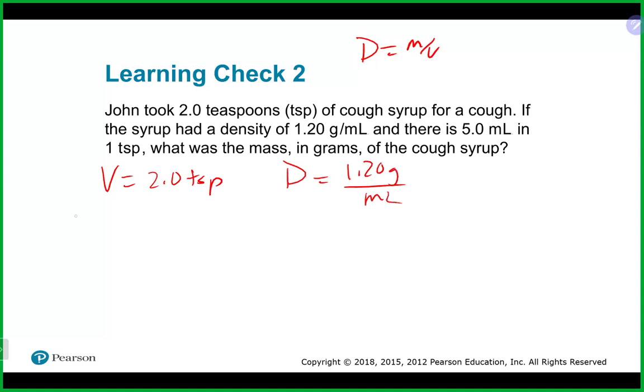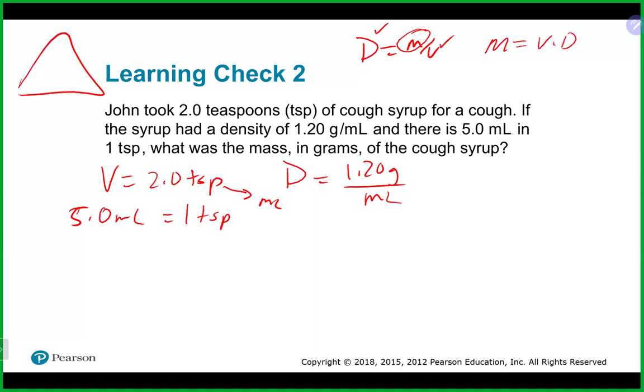And we also have a conversion factor, or an equality, of 5 milliliters is 1 teaspoon, which we could use to convert our teaspoons into milliliters, right? Which is a useful volume when we're dealing with density. So in this particular case, we do have the density and we do have the volume, so we would be looking for mass. If you rearrange this equation, mass would be volume times density. Again, if you use that triangle, mass would be density times volume.